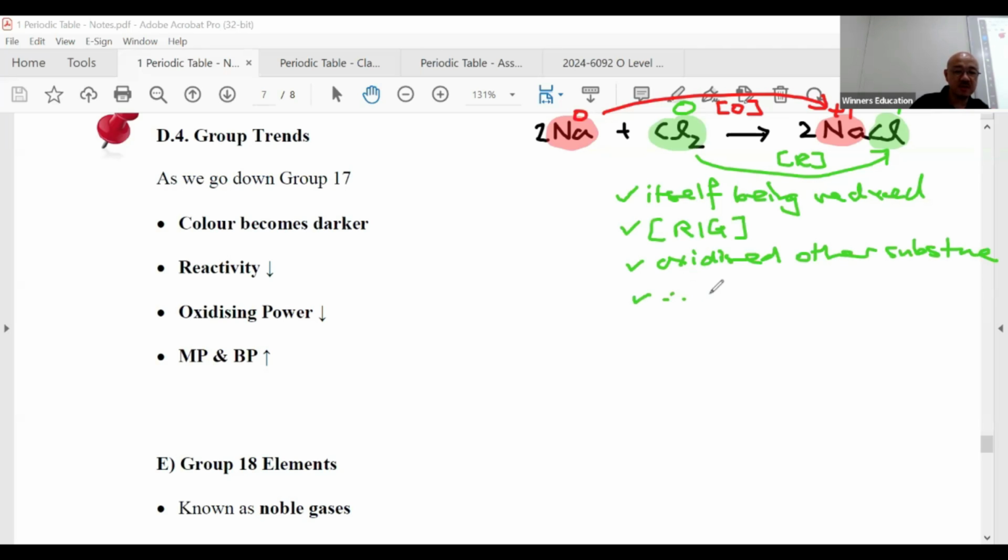Which means, therefore, it is a very good oxidizing agent. Make sense? If you cannot see, then I show you further why it is a good oxidizing agent, that is, it gains electron and gets itself reduced.